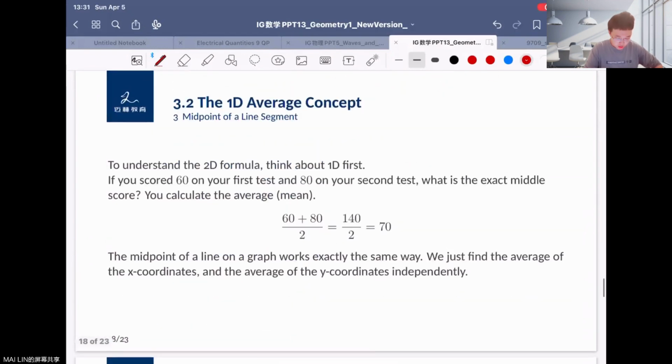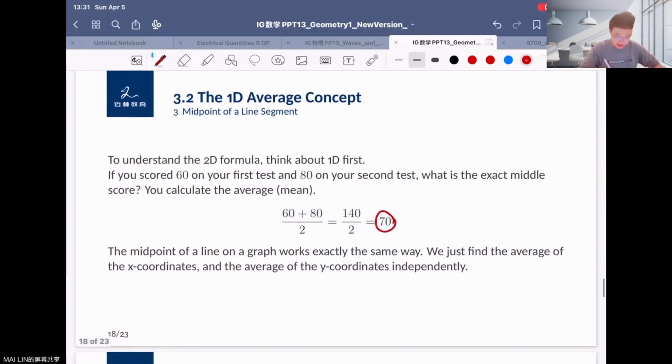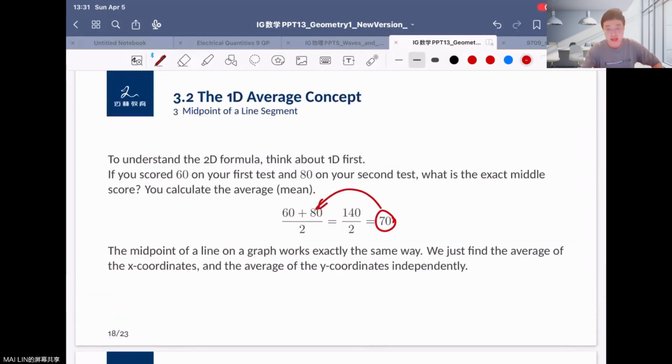How can we calculate this? We can understand it from the first dimension, using the average concept. Maybe you have two scores, for the first test and second test, 60 and 80. To find the average or middle score, you use 60 plus 80 over 2, which equals 140 over 2, equals 70. So 70 is the midvalue between 80 and 60.